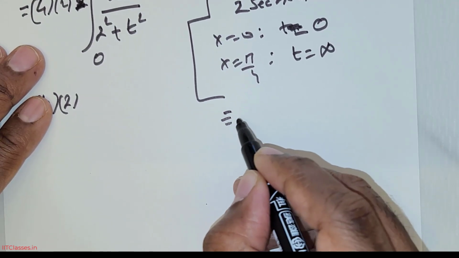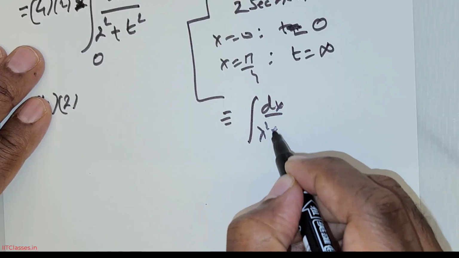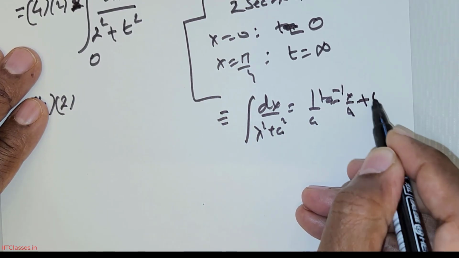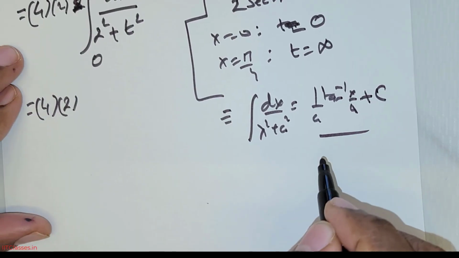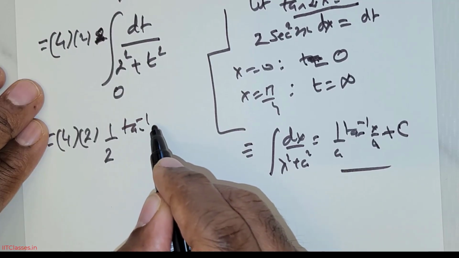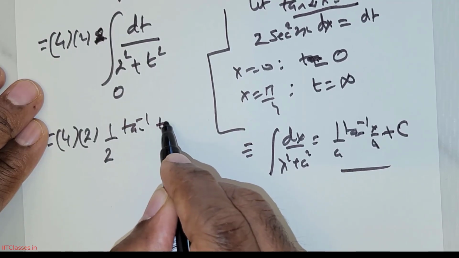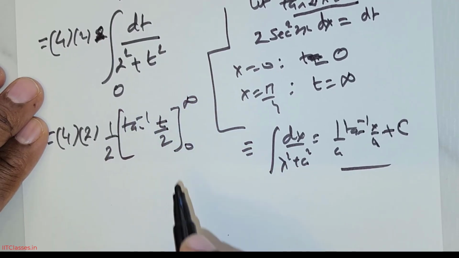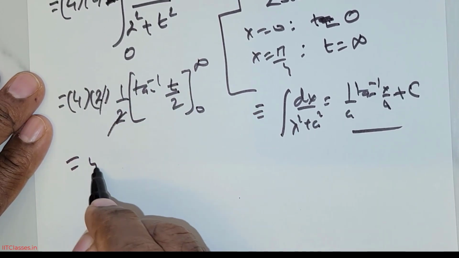This is similar to integral dx over x squared plus a squared, which is 1 over a tan inverse of x over a plus c. So this is going to give us 1 over 2 tan inverse of x over a, t over 2, right? The limits are 0 to infinity. So 2 gets cancelled, you have 4.